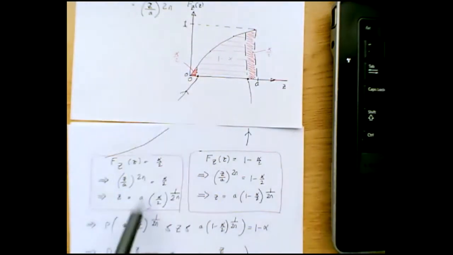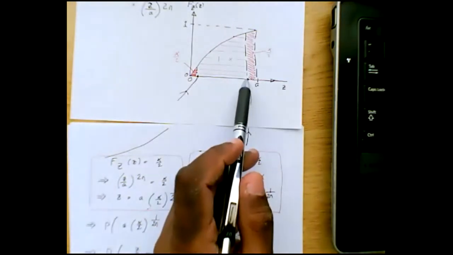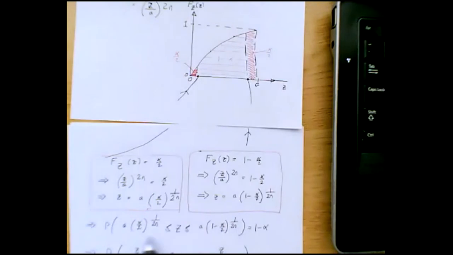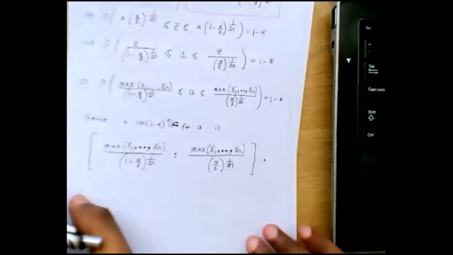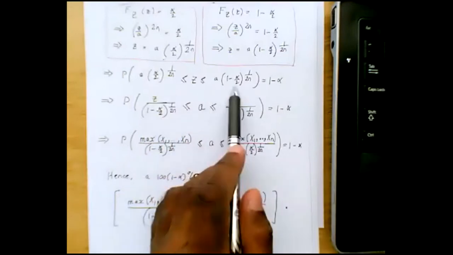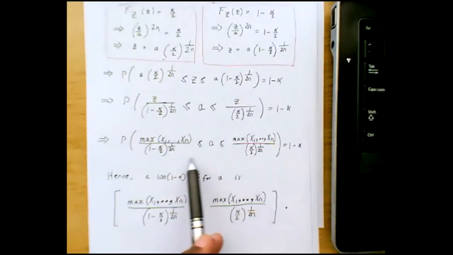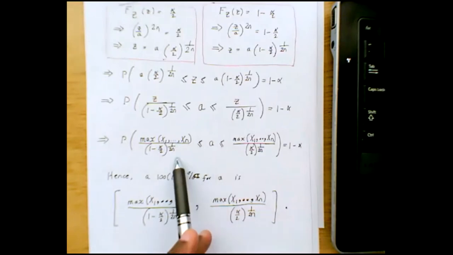So this is the coordinate for this. The x coordinate for this is this, and the x coordinate for this point is this. So the probability that Z lies between these two is 1 minus alpha. Now, if you rearrange this equation in terms of A, this is what you will get. And hence, the confidence interval for A is this interval here.